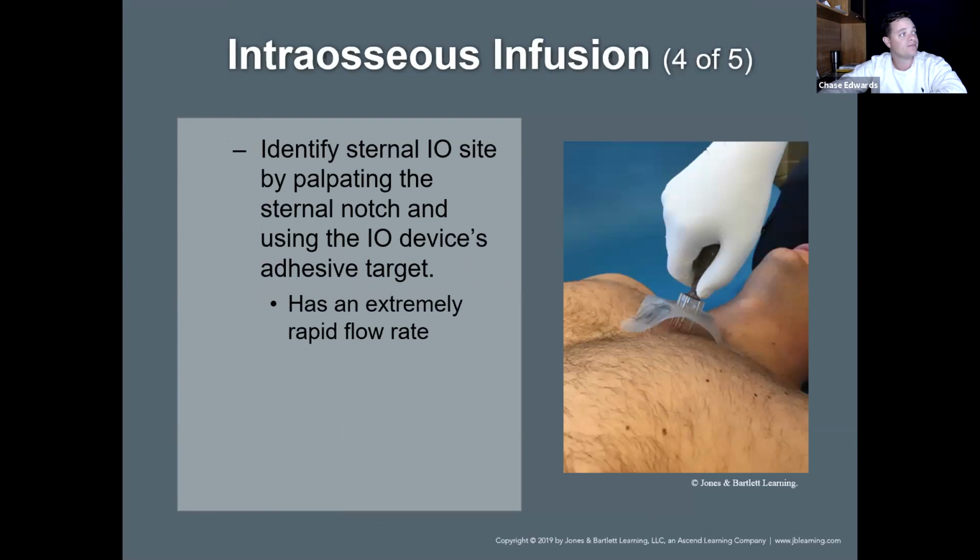Oh, there's a sternal IO. Those are fun. Military uses these. No, you can do them. Extremely rapid flow rate.